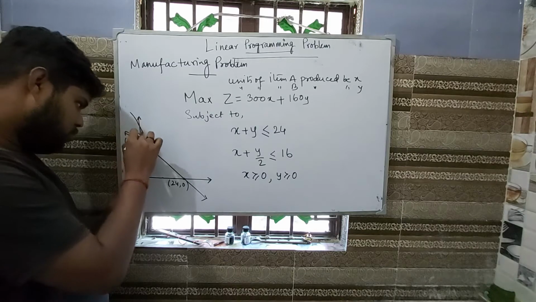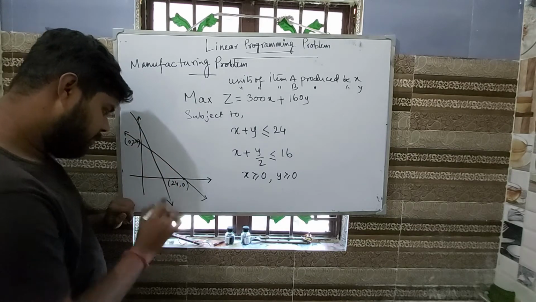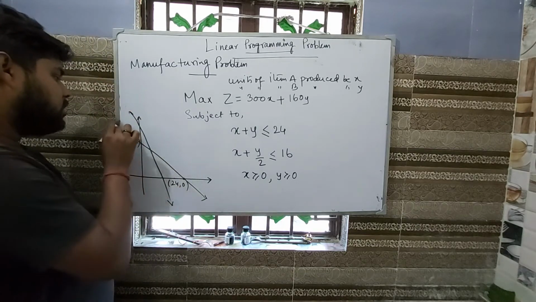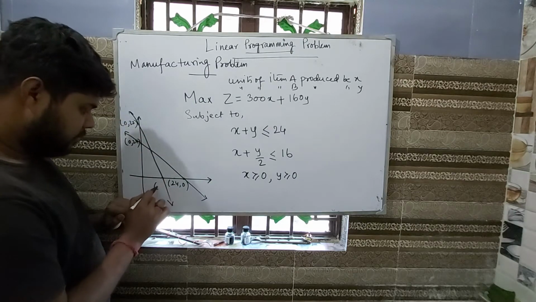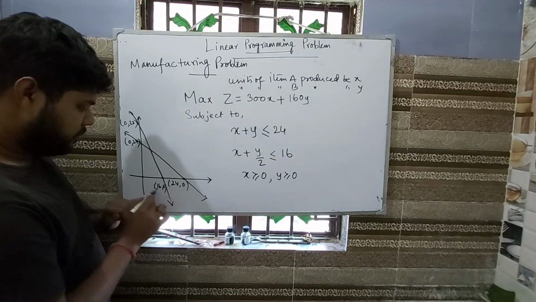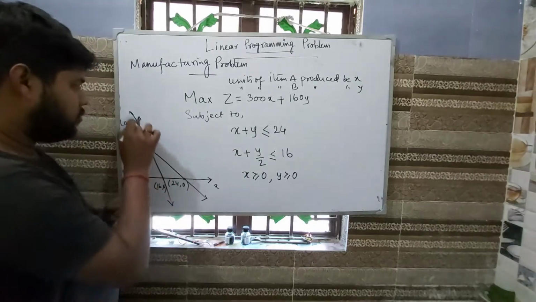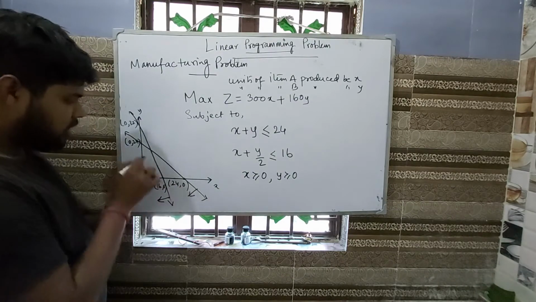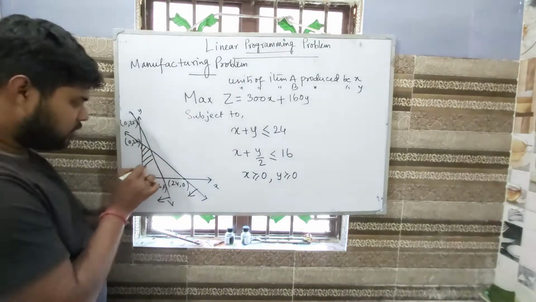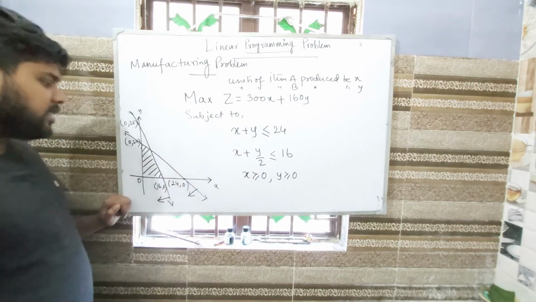So let me just first draw this. So this is 0, 32. This is 16, 0. Now for both the cases it will be towards the origin. So therefore my feasible region is this.